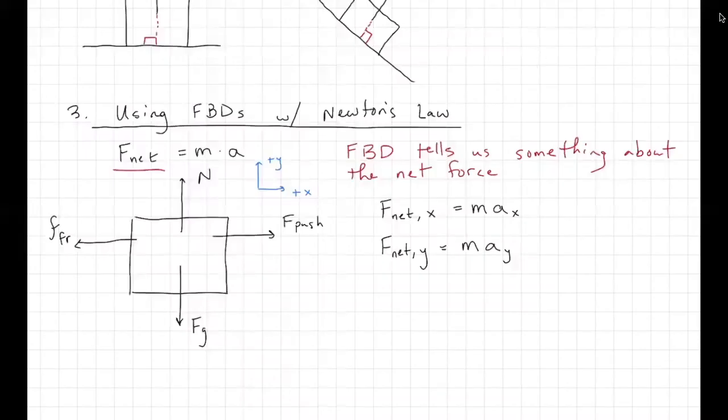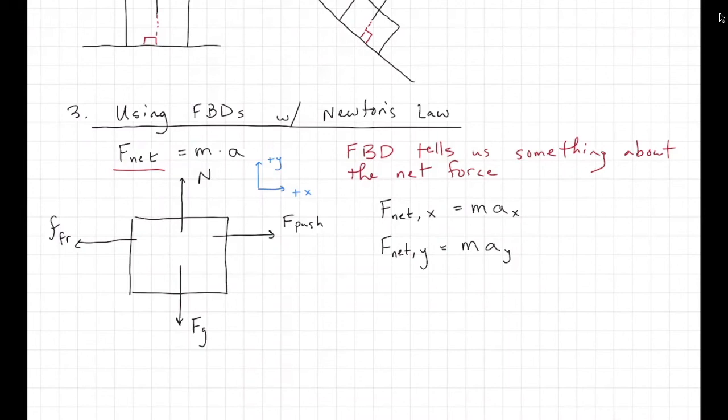Okay, so really what I'm doing here is I'm trying to add up all of the forces in the x direction. That's what the net force in the x direction means. And add up all of the forces in the y direction. That's what the net force in the y direction means. So let me do that.